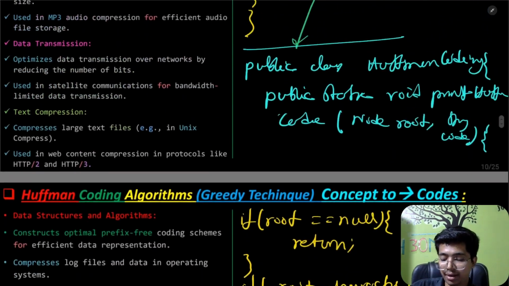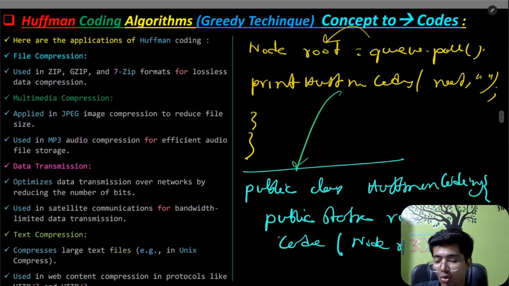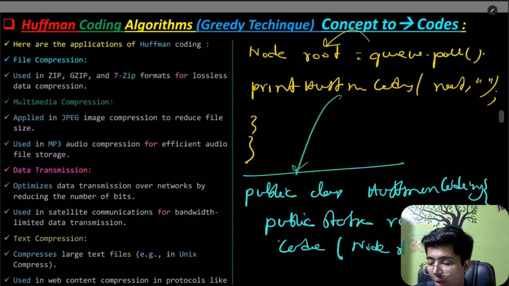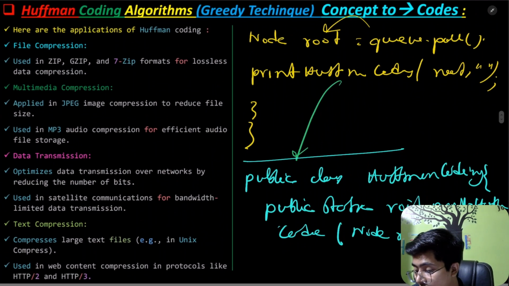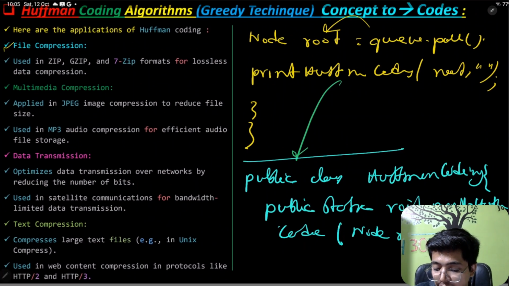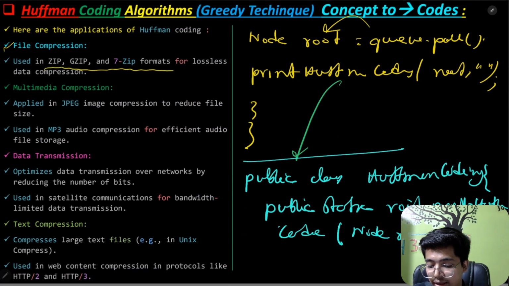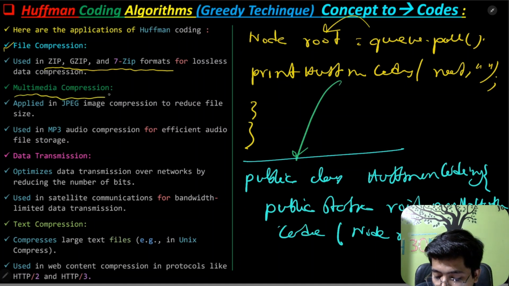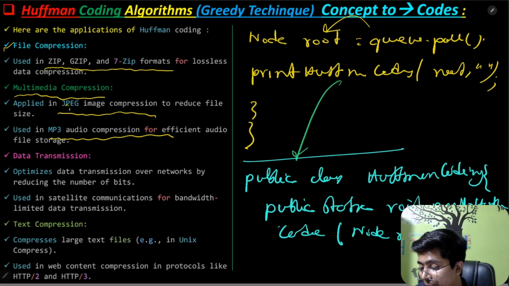Before we end the lecture, it has become so long because of so many concepts. So we'll look at where we use Huffman coding algorithms. First, file compression: we utilize this mainly in zip formats for lossless data compression. It's also utilized in multimedia compression, applied in JPG image compression to reduce file size, and used in MP3 audio compression for efficient audio file storage.